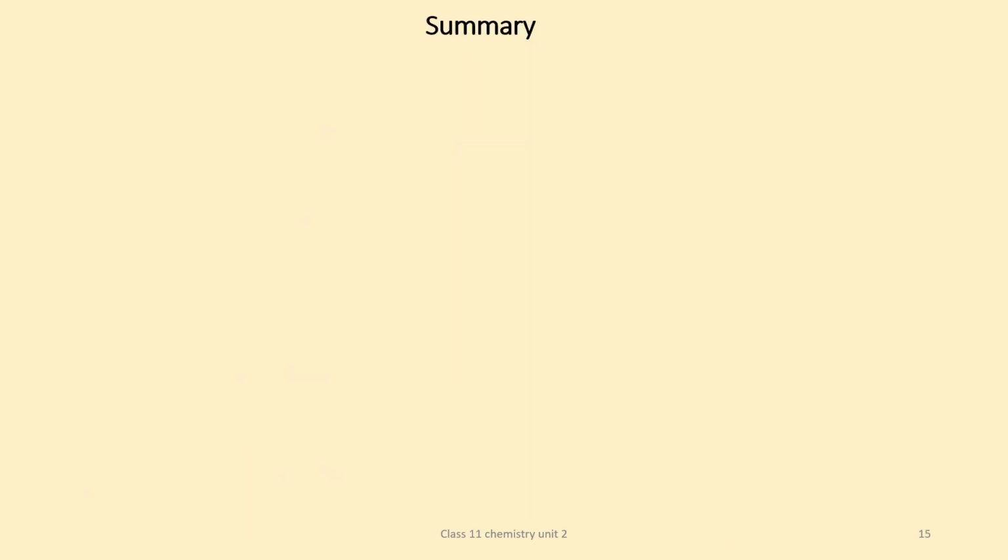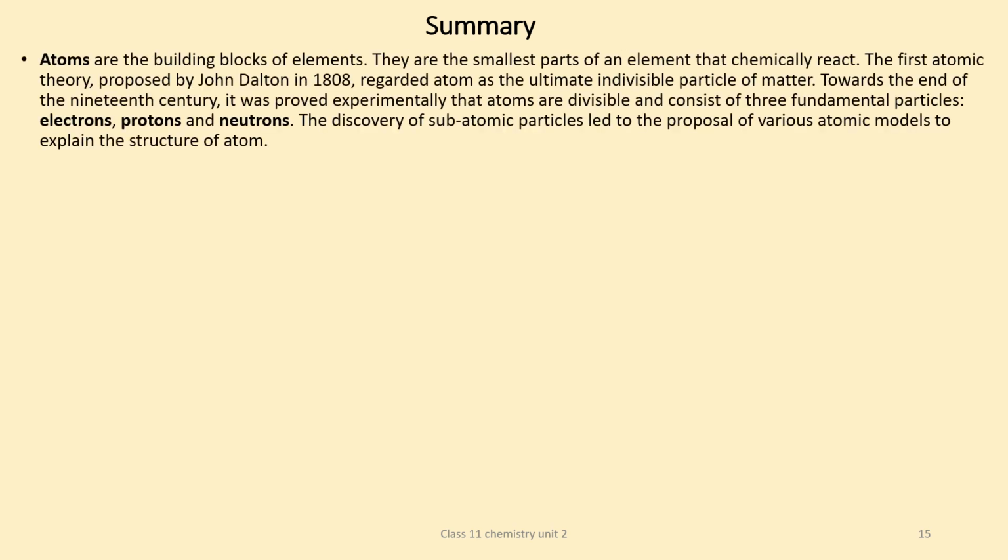We have just concluded our lecture series on structure of atom. So we have covered all the 6 sections. Now we will quickly summarize the entire topic of structure of atom. We started with building blocks of elements. That is, we said that atoms are building blocks of elements. They were the smallest parts of an element that can chemically react.